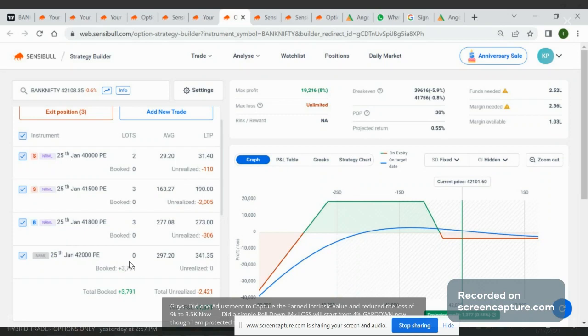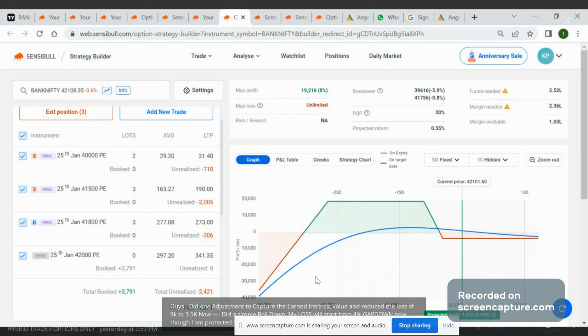If you look at the plus, this is the intrinsic value I've already captured. If the market again keeps going up, I might end up losing the intrinsic value. To ensure I'm not losing the intrinsic value, I booked this and then bought 41,800, same three quantities. What I take away from this adjustment is that yes, my profit has reduced, but my loss has also reduced. Basically, from 9,000, my loss has come down to 3,500.